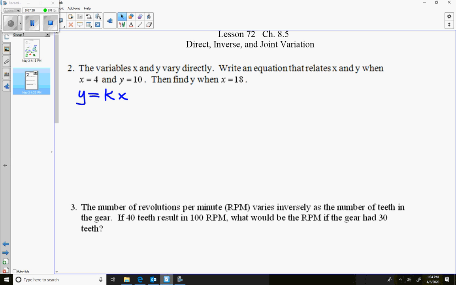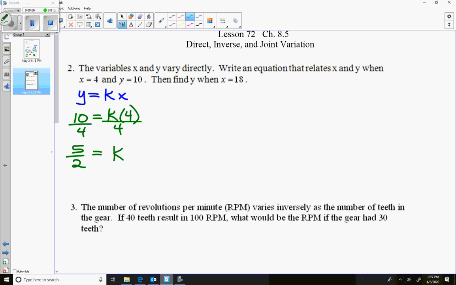So I keep reading. Write an equation that relates x and y when x is 4 and y is 10. Step 2, find your k. Find the constant of proportionality, or the constant of variation, depending upon which book you're looking at. So step 2, I'm going to take the y equals 10 and the x equals 4, and I plug those in and I solve for k. So divide both sides by 4, and we get k is 5/2.